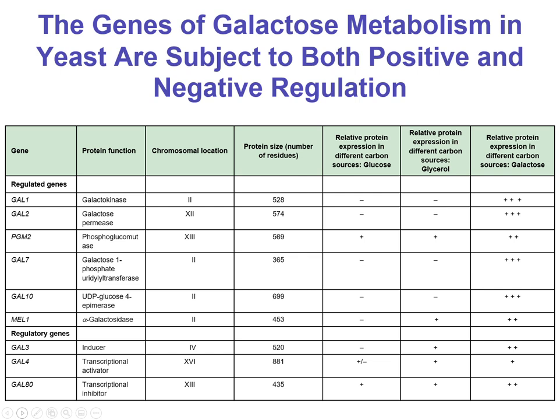These are the genes that are part of galactose metabolism in yeast that are subject to both positive and negative regulation. This is not at all for you to memorize, but just for you to see kind of where the different genes are on the chromosomes, how big they are, how small they are, relative expression, and things of that nature, just to get an idea of what regulated genes look like, what their regulatory genes look like, and kind of have an idea of their comparison.